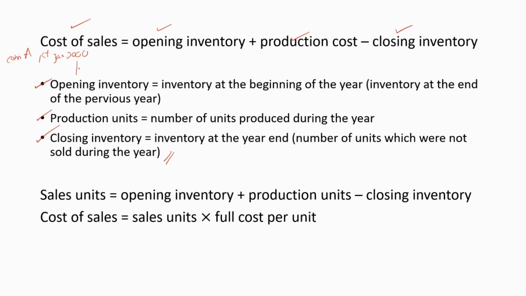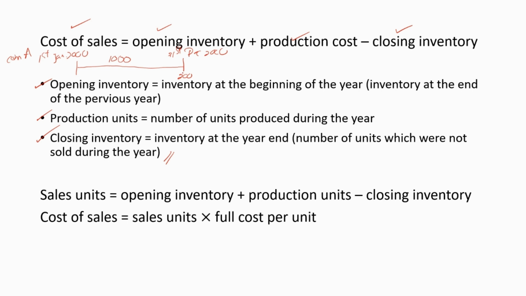Because they haven't produced any inventory yet. So during the year, now it is 31st of December 2000. During the year, they have produced 1000 units. And at the end of the year, they have 200 units left. This is the closing inventory.